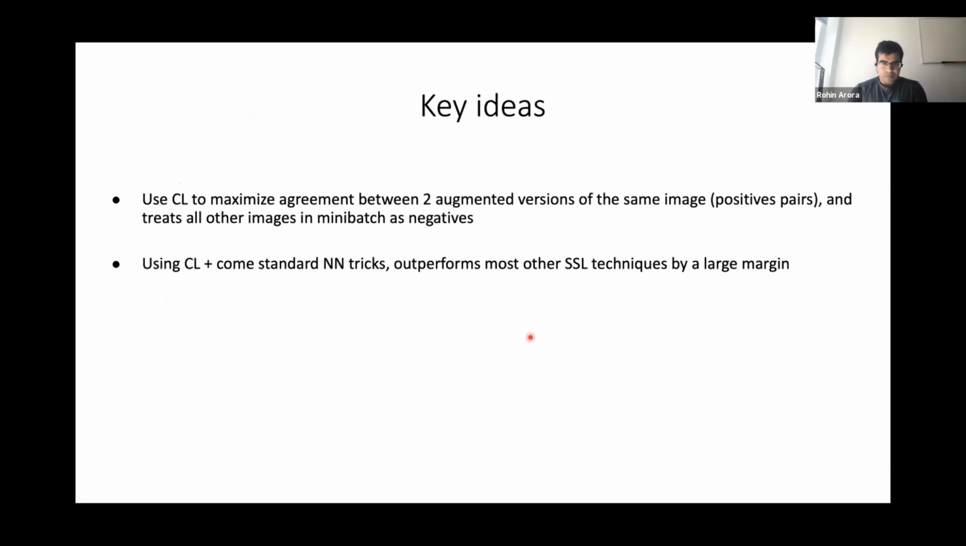Now, the key ideas in this paper are, as I mentioned, contrastive loss to make the augmented versions of the same image closer. So you take an image and you augment it. Many data transformations are possible. Since they are essentially the same image, the augmented versions should be the same, and that's what you make the neural network predict. And all other images in the mini batch are considered as negatives. And just on top of this, you put on some standard neural network tricks, and essentially you get state-of-the-art results.